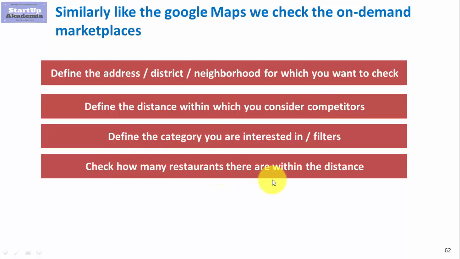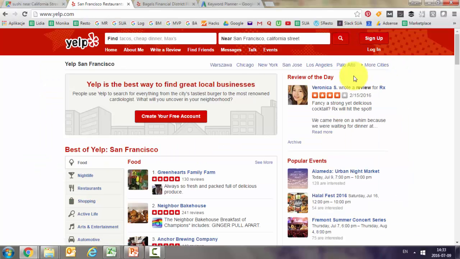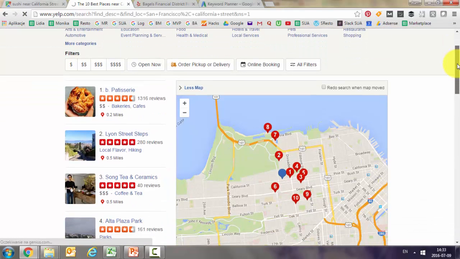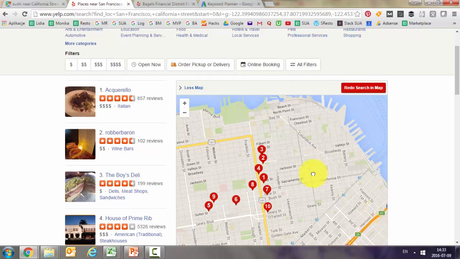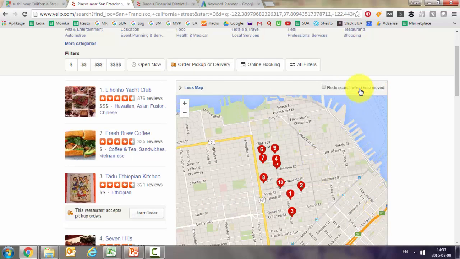Let's have a look at how it looks in practice. So here you've got Yelp, and we have a San Francisco, California street, roughly what we had previously. And these are the results we've got. Obviously, it used the whole street. We would rather be interested in this part. So in the Google Maps example, we defined this as a catchment area. If we put it like this, we should get roughly what we were hoping for.